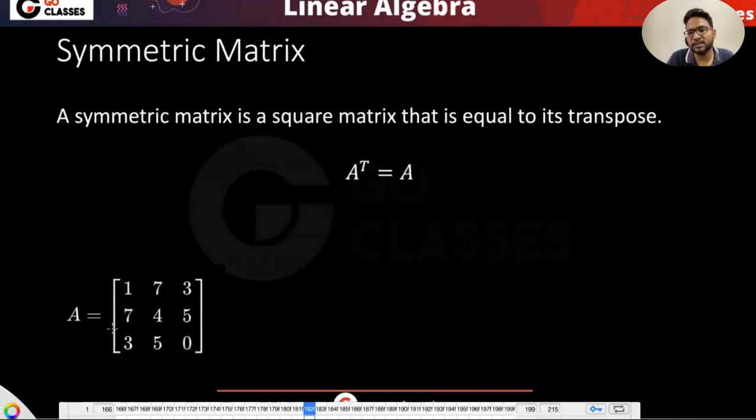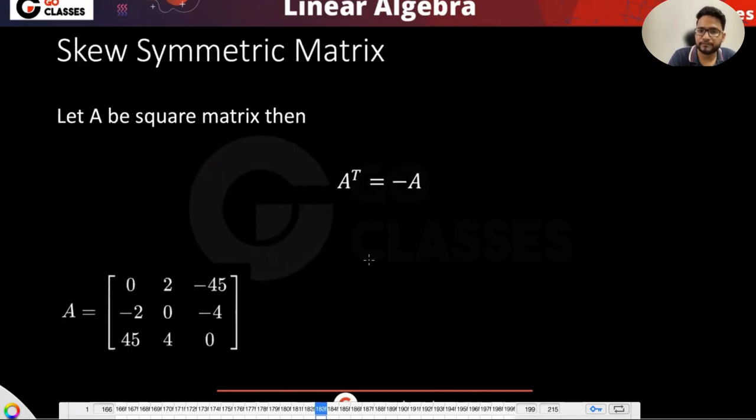A symmetric matrix is a square matrix that is equal to its own transpose, which means A transpose and A are both equal. This is called a symmetric matrix.